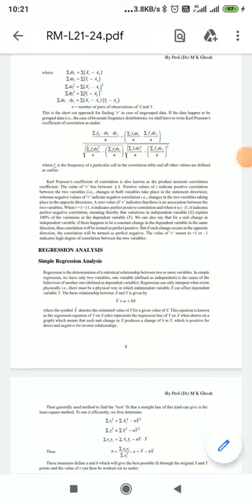Good morning everyone, dear students. Today I will discuss simple regression analysis. First of all, I would like to know what regression analysis is. Regression analysis is used to determine a statistical relationship between two or more variables.